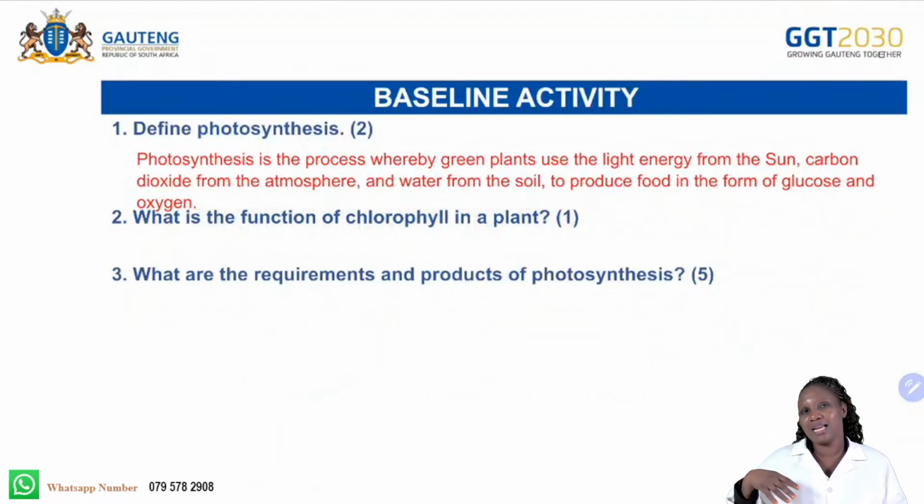And then there are products, okay? The products are the oxygen and what? And sugars. When we're talking about the sugars, we're talking about food, we're talking about glucose. And what is glucose? Glucose is a simple sugar. All right. Photosynthesis is a process whereby plants use the light energy from the sun, carbon dioxide from the atmosphere, and water from the soil to produce food in the form of glucose and oxygen. All right. And then these are the products.